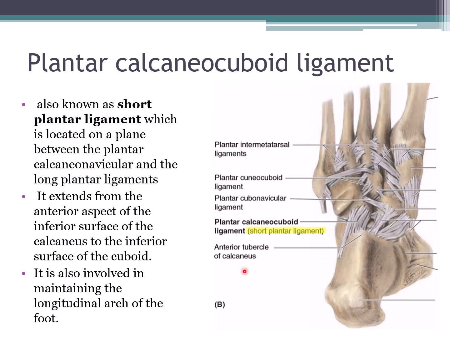Then we have the short plantar ligament, which is also known as the plantar calcaneocuboid ligament. Now this ligament is located on a plane between the plantar calcaneonavicular and long plantar ligaments, okay, it is present between the two, extending from the anterior aspect of the inferior surface of the calcaneum to the inferior surface of the cuboid, and it is also involved in maintaining the longitudinal arch of the foot.